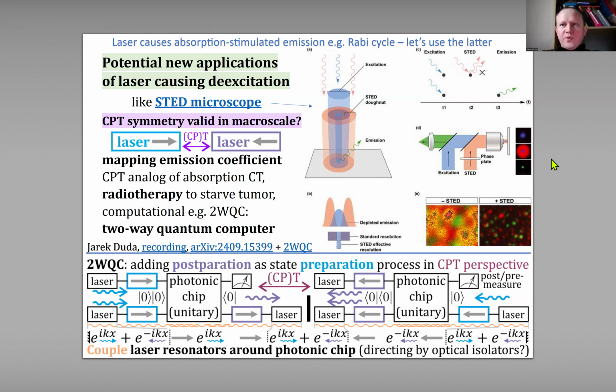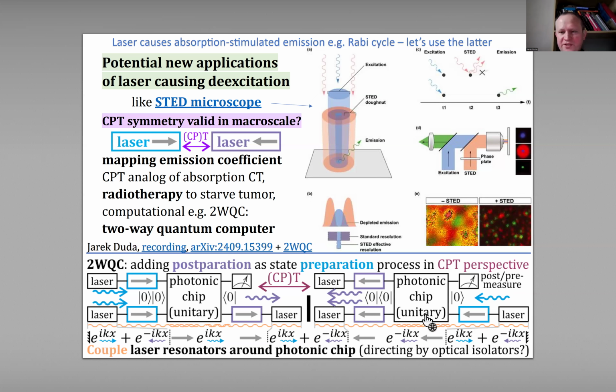So I'd like to talk about more potential applications, and some new ones based on CPT symmetry. Thinking about sending photons with an optical isolator, could we make the reverse version? For example, medical applications like computer tomography, potentially a better version, radiotherapy, or two-way quantum computers, like here below. So we have a photonic chip. Usually, we would just inject photons inside and measure outside. However, let's also do the opposite from the other side.